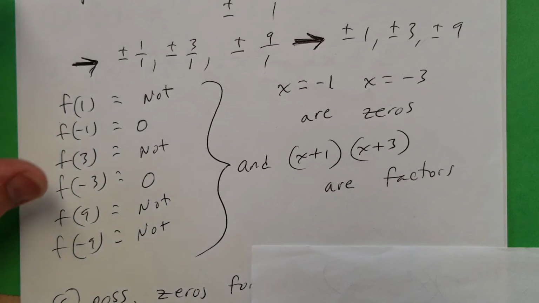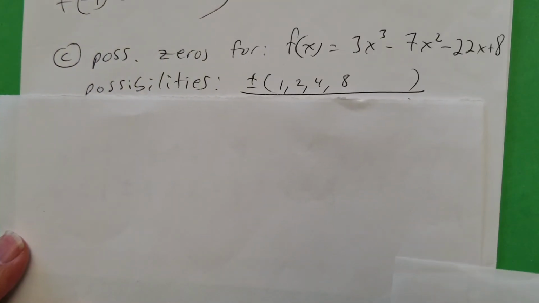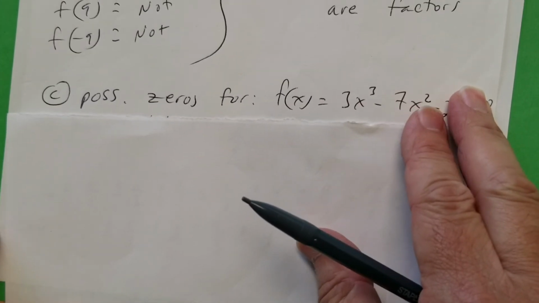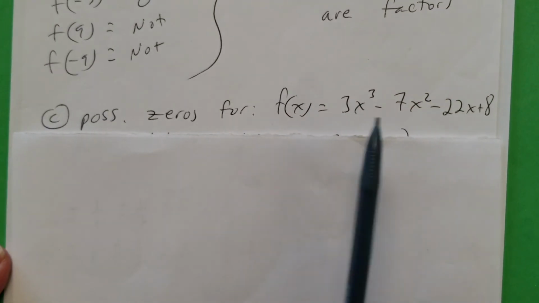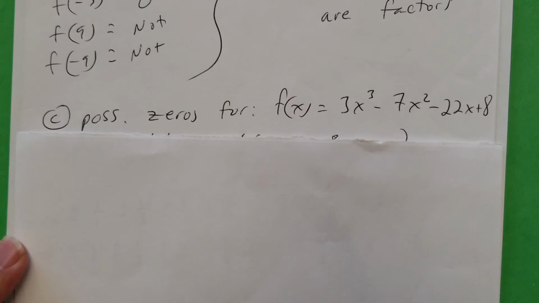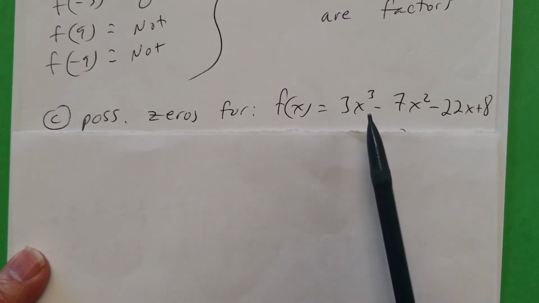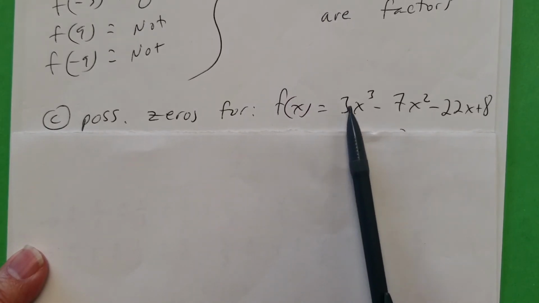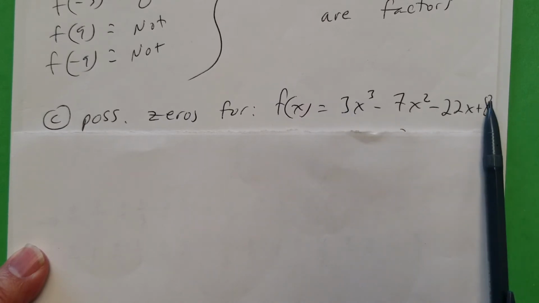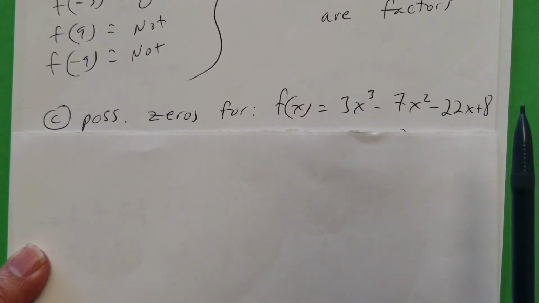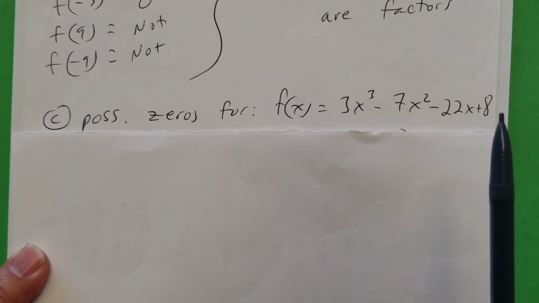Okay, last example. Let's see if you're catching on. The possible zeros, hold on. The possible zeros for this long polynomial. Now, what do we have here? At the start, we have 3. At the end, we have an 8. So what are the possible zeros?